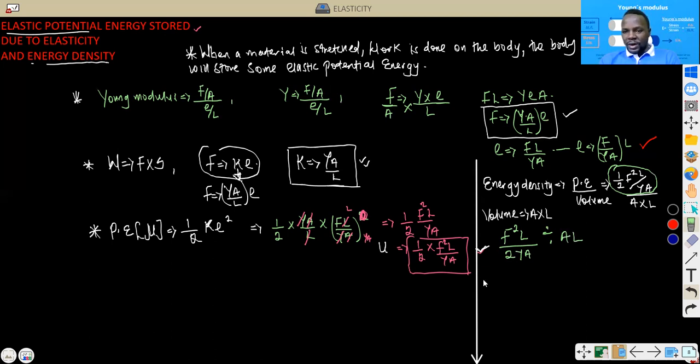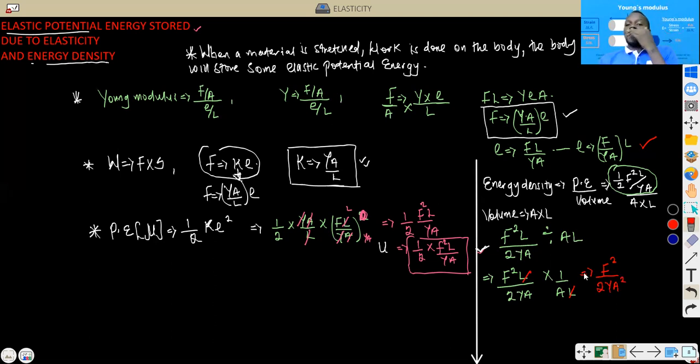So in continuation, you can now say this is F square L over 2 gamma A times 1 over AL. What happened? L gets cancelled out, right? And A will not cancel out. What am I having, guys? I have F square, and I'm dividing that by twice gamma A squared. Any problem with it so far? I believe this is not an issue.